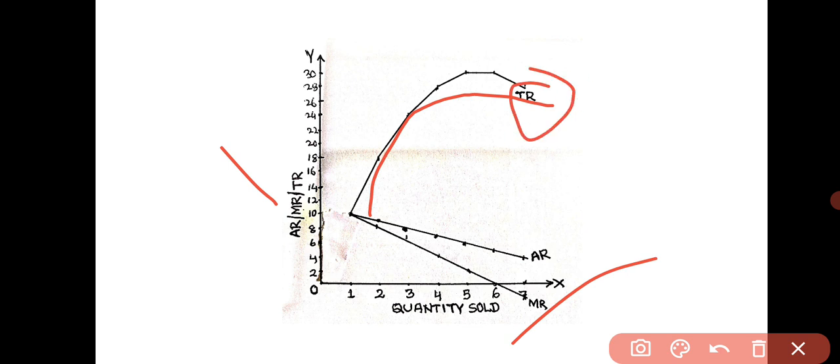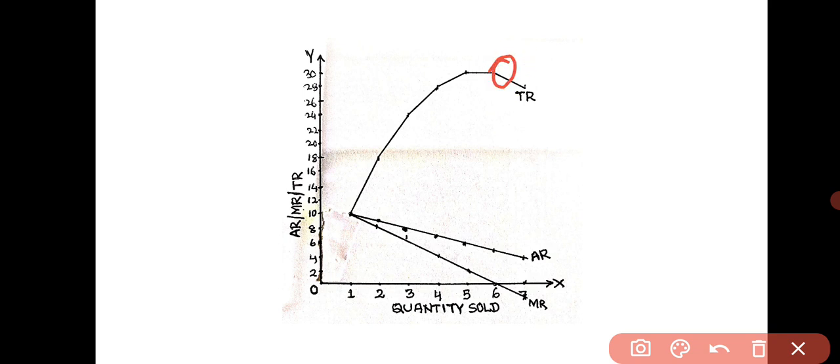Here in the x-axis we are taking quantities sold, units of the product sold in the market, and in the y-axis we are giving AR, MR and TR: average revenue, marginal revenue and total revenue. They are shown in the y-axis. Now this is the total revenue curve TR, this is the average revenue curve AR, and this is the MR, marginal revenue curve, right? And you see total revenue increases from this up to this point.